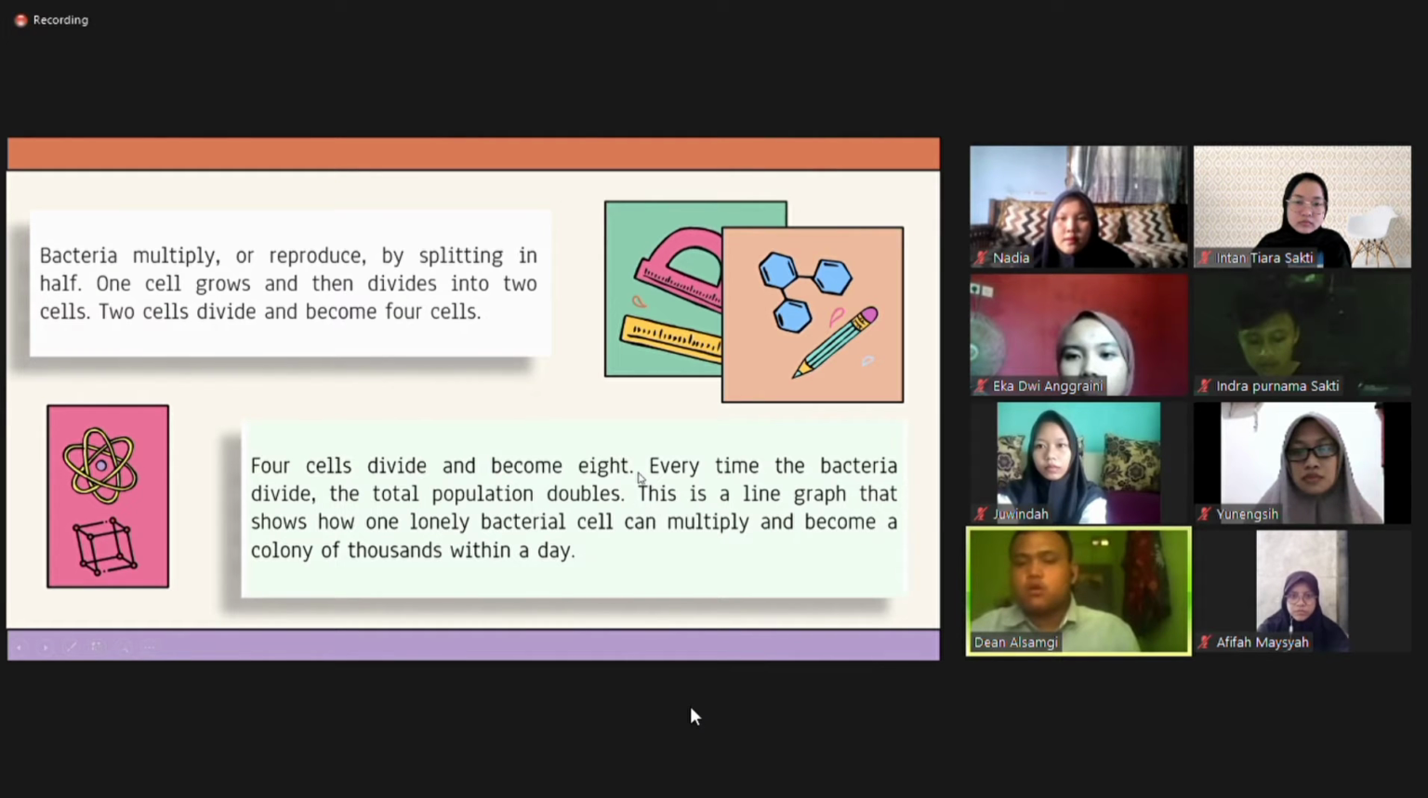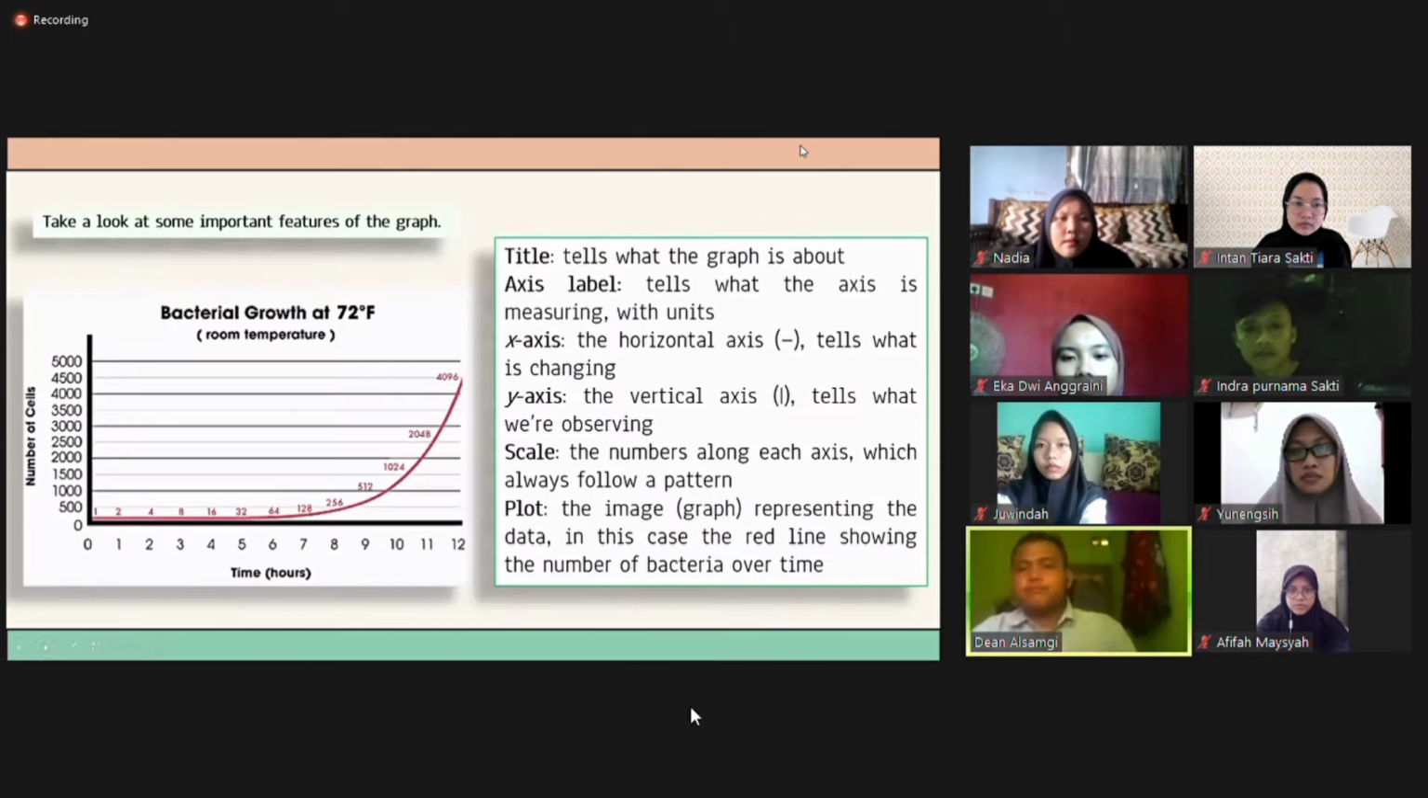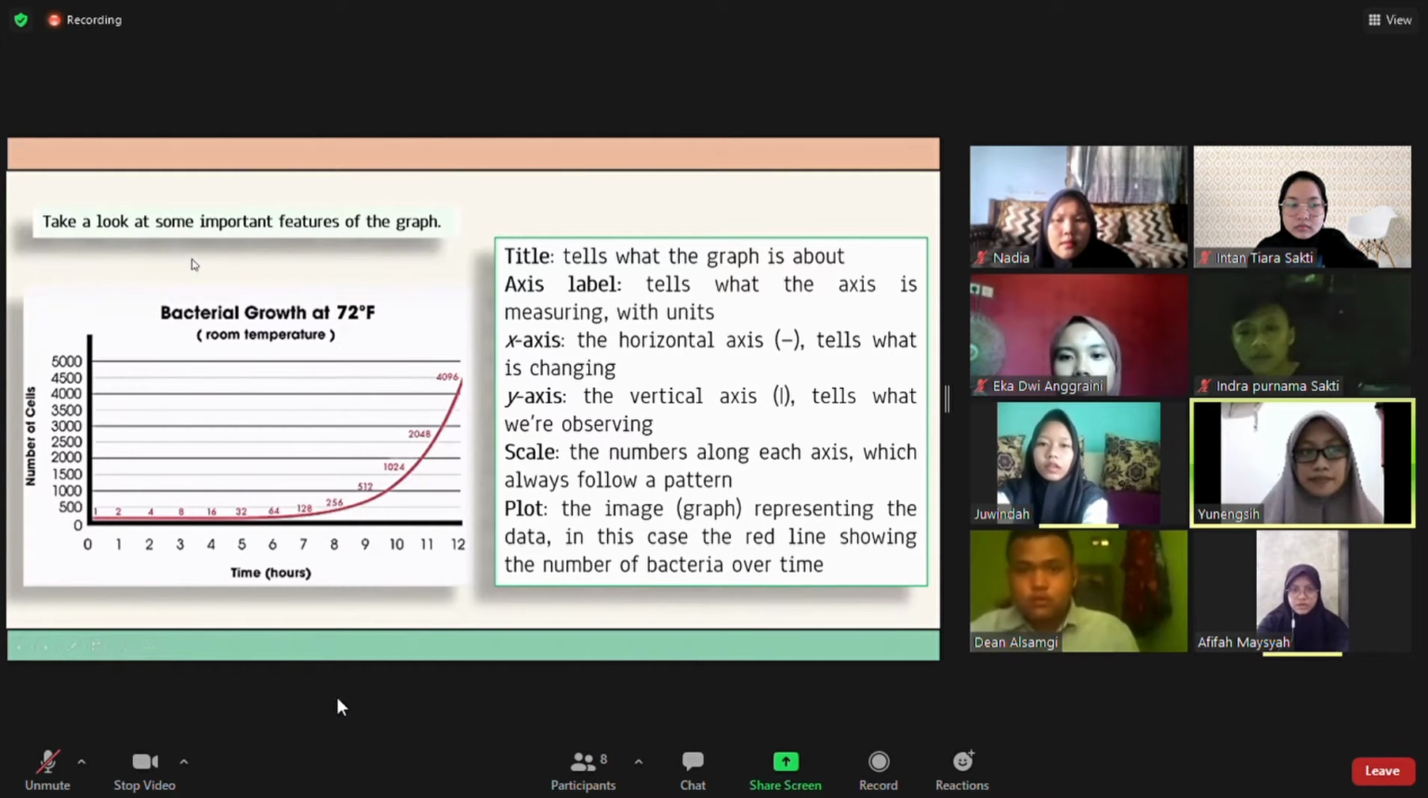So that's 2 multiplied by 2, not 2 plus 2. This is a line graph that shows one lonely bacteria cell can multiply and become a colony of thousands within a day. We will see the graph. Okay, can you see the graph of bacteria, guys? Yes, sir.